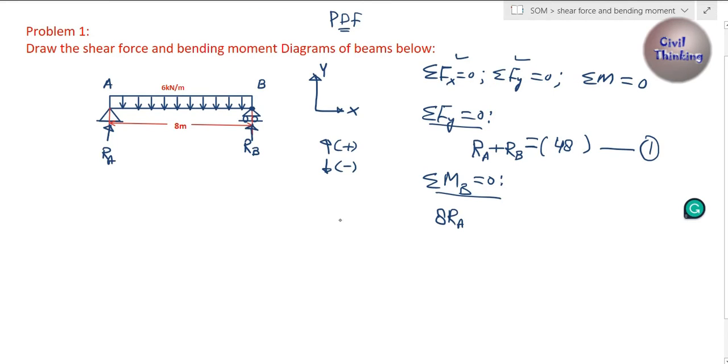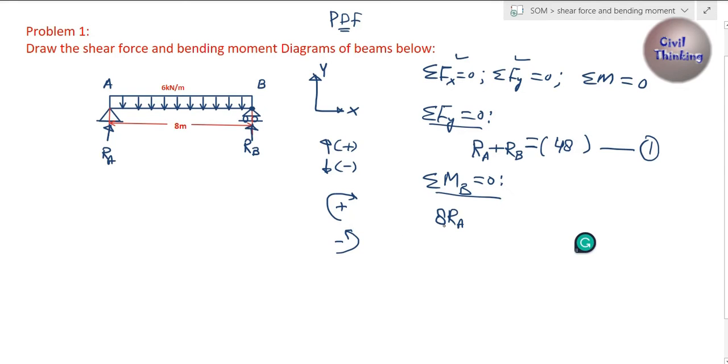Now again, I have assumed clockwise movements to be positive and anti-clockwise movements to be negative. You can also choose another sign convention, like clockwise movements to be negative and anti-clockwise movements to be positive. As long as you choose the same sign convention from the beginning till you find the shear force diagram and bending moment diagram, you are good. You cannot change these sign conventions in the middle of the problem.